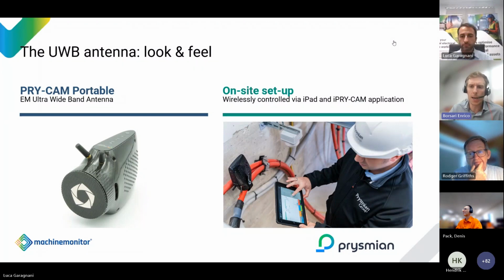The device is basically an electromagnetic ultra wideband antenna. How do we use the device? As you can see from the right side of this slide, we place the device on the cable next to the accessory that we want to monitor, and we remotely control the device via iPad. Prysmian created a proprietary application that can connect and communicate with our own portable device.